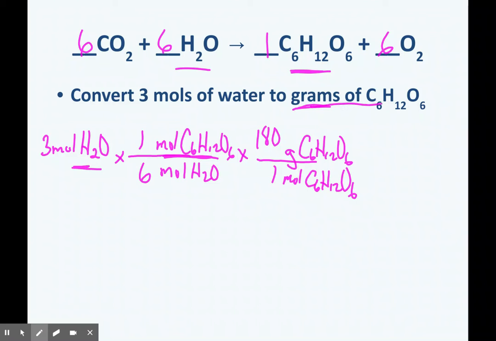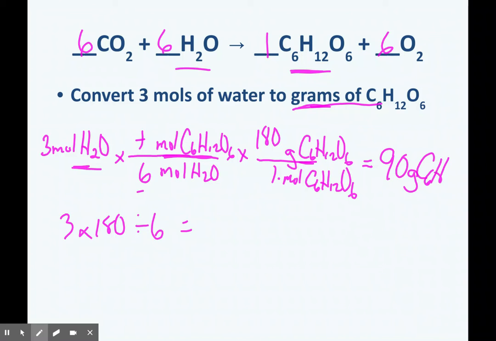Since grams of C6H12O6 is what we're looking for, and it's in this last step, now we're ready to solve. So we're going to take 3 times the 180 divided by the 6, because the 6 is on bottom. 1s we don't have to worry about because they cancel out anyway. And that's going to give us an answer of 90 grams of C6H12O6 for our answer.